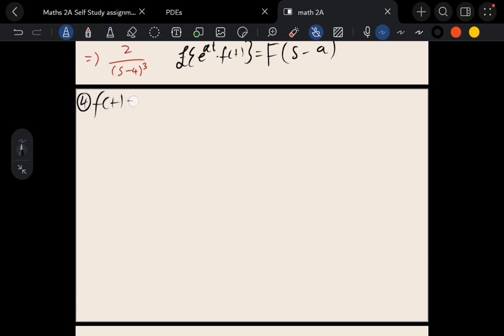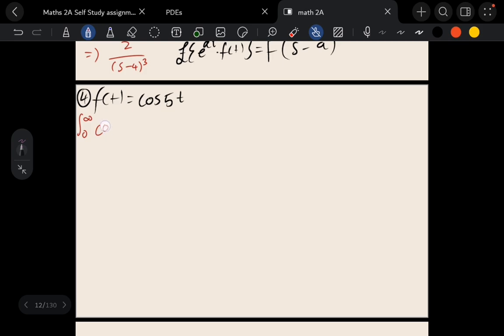So now your f of t is cos 5t. From first principle, how would you do this? It's an integral from 0 to infinity of cos 5t e to the power negative st dt. Again, to do this you need LIATE. To do this, you need the table again. So let us just do it.